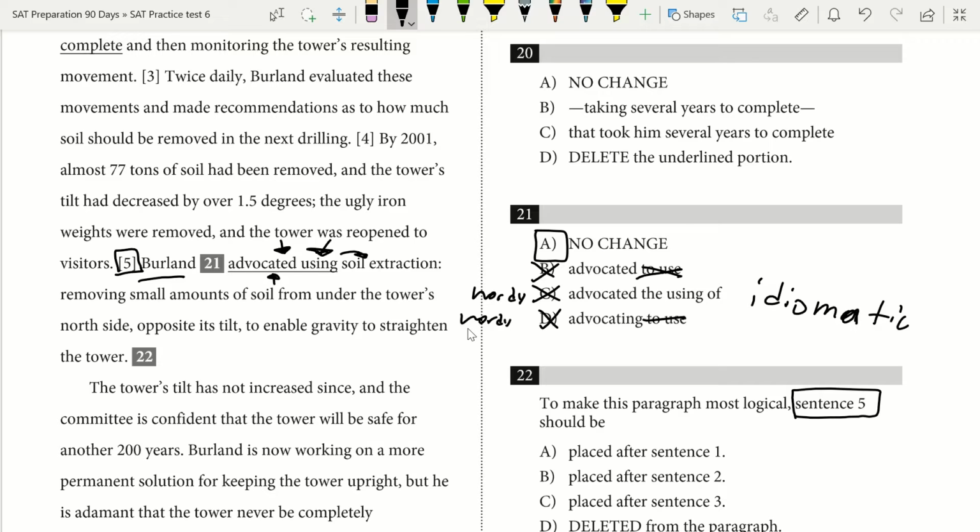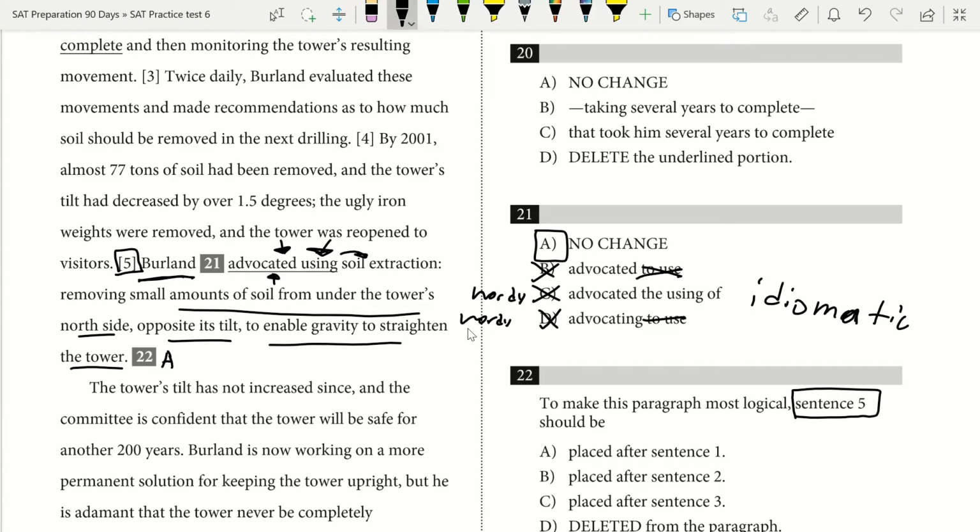Okay, so now keep in mind I'm reading through sentence 5. I have Berlin advocated using soil extraction, removing small amounts of soil from under the tower's north side opposite its tilt to enable gravity to straighten the tower. All right, so now after I've read my sentence, what I do is I come up with what should come before and what should come after the sentence. Then as I read through my paragraph, I can place it. Okay, so what should come before this?